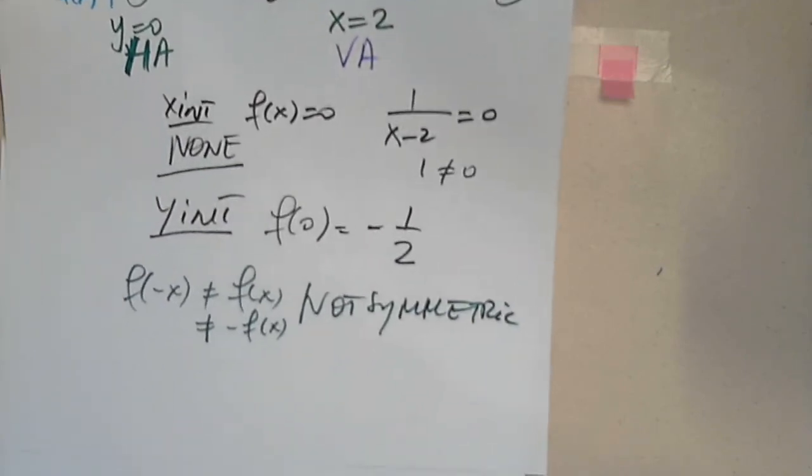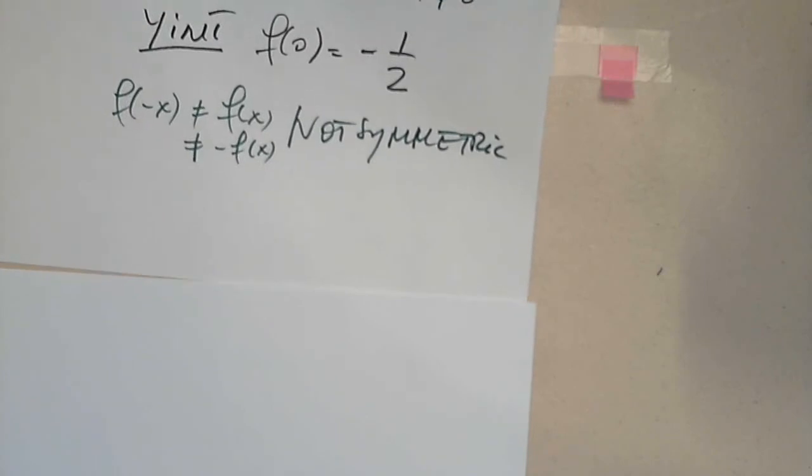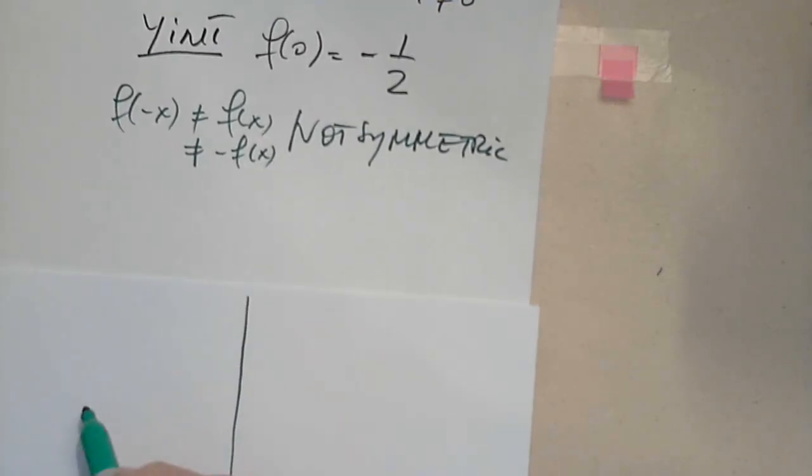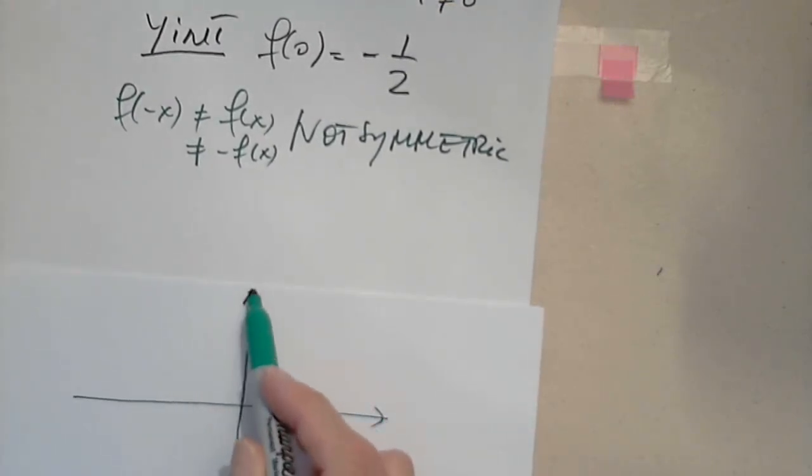And as I promised, it took us like 3 or 4 minutes. So let's graph. When we graph a function with asymptotes, what do we have to graph first?